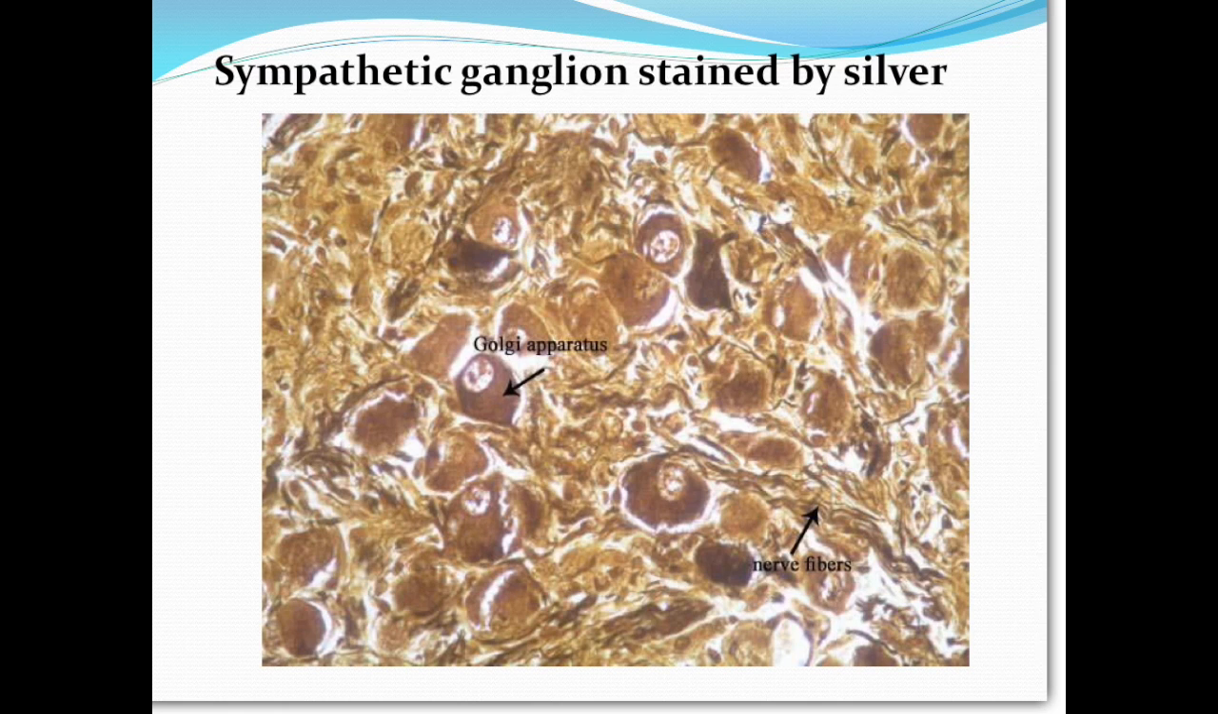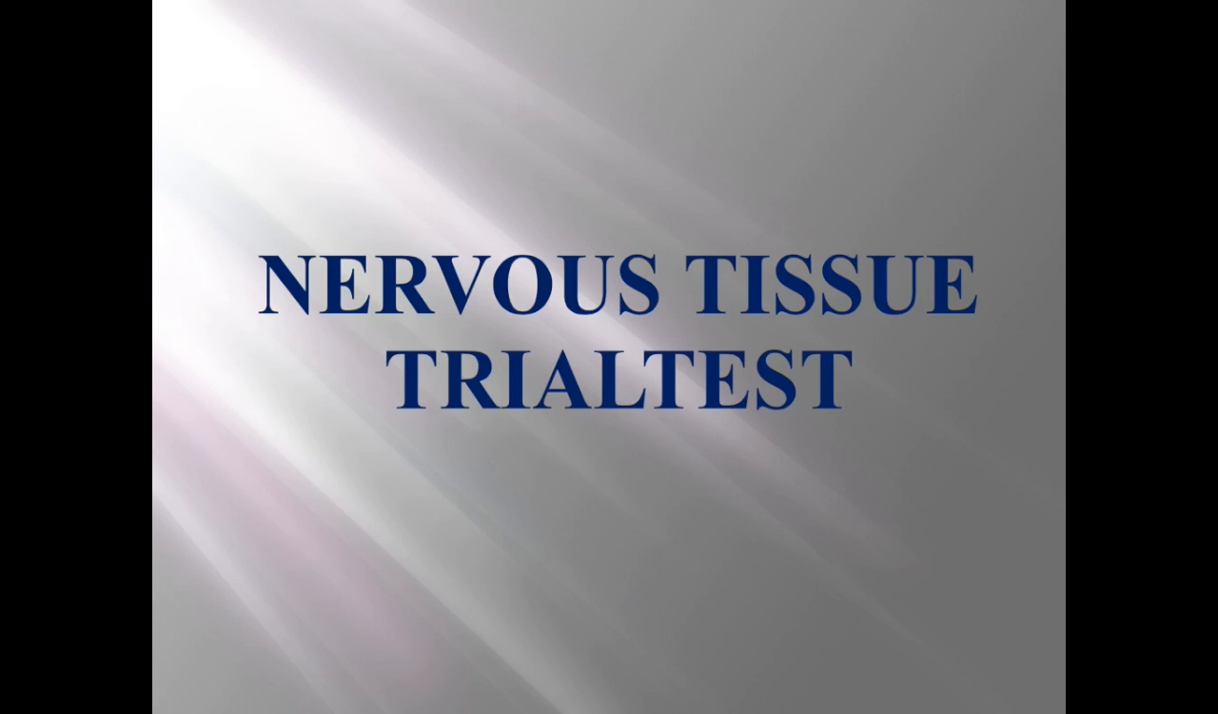Why is it sympathetic? Because the cells are uniform in size. They are scattered in the section. Most of them show angulation, meaning they are angular. This means that they are multipolar. Also, they have uniform size. Almost all of them are of the same size. No marked difference can be seen between them.